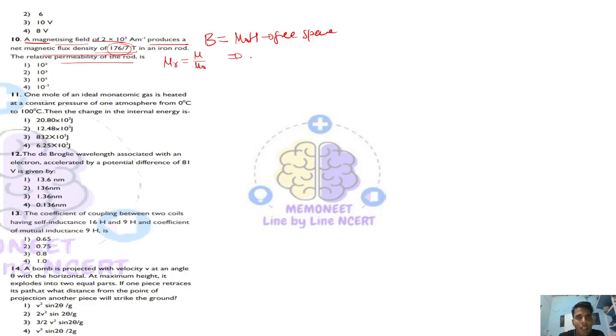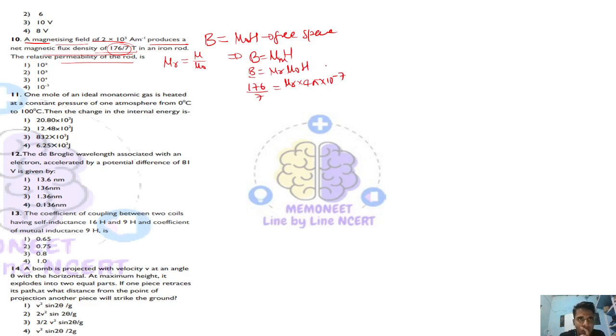But in the case of a medium, it becomes B equals mu times H, and mu of the medium can be written as mu R times mu naught. Here you can easily see your net magnetic flux density is given to be 176 upon 7, and you need to calculate mu R, and mu naught is 4 pi into 10 to the power minus 7.